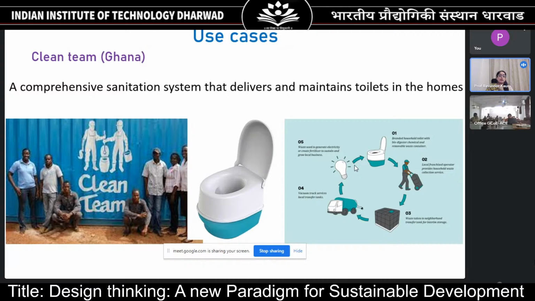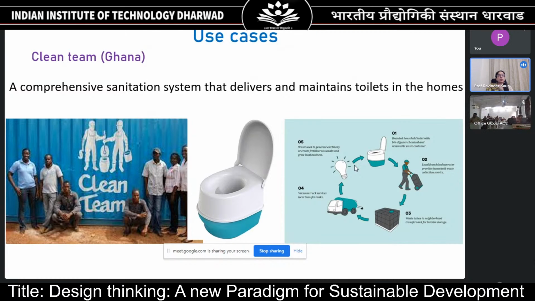There used to be a cartridge where the waste was collected, and once or twice a week the team would come and refill the cartridge, and the waste which was dumped was also converted into electricity, or used as fertilizers. So again, this is a very important use case of design thinking, because the entire team stayed with the people in that area.